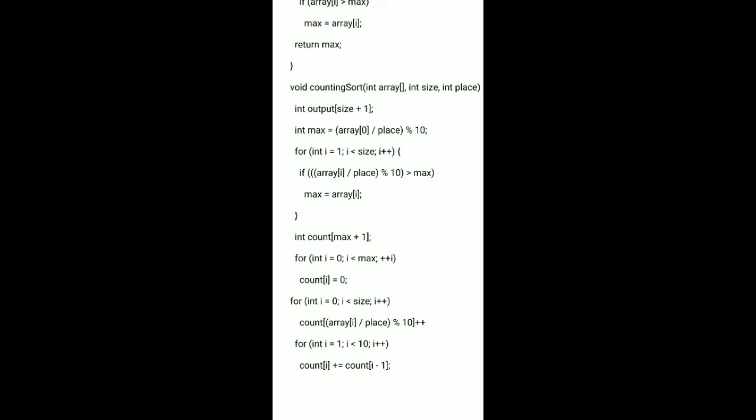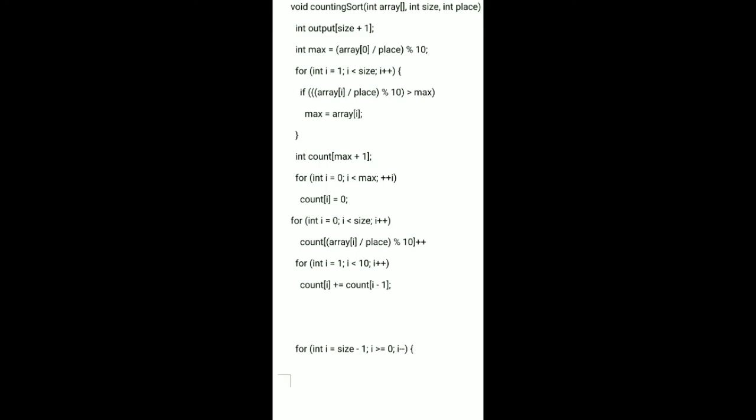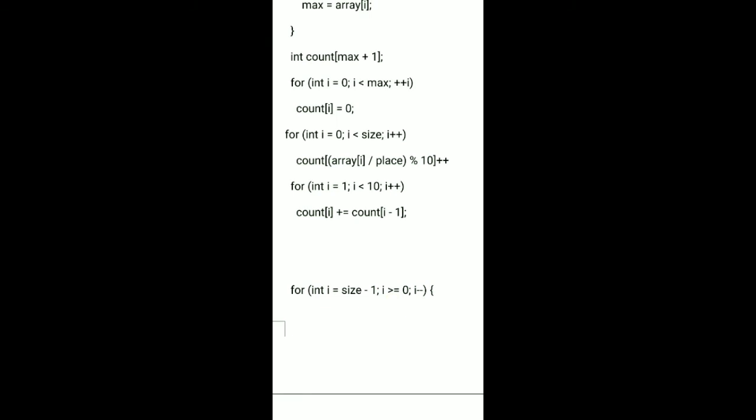So in comparing the digits, using a[i] divided by place mod 10, we'll sort all the digits, and when we use the if condition, there will be a comparison between the numbers, and the maximum number will be in a[i]. And now we'll move on to the count array to sort the whole array. Moving to the counting sort for the comparison, we'll take a for loop, int i = 0, i < max, i++.